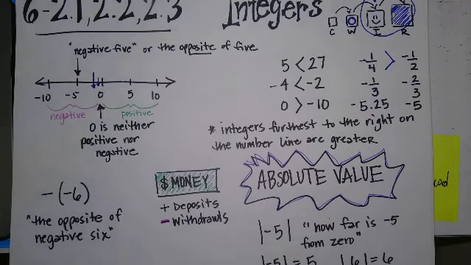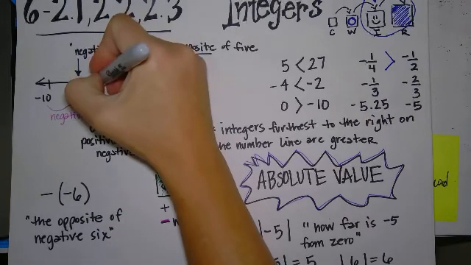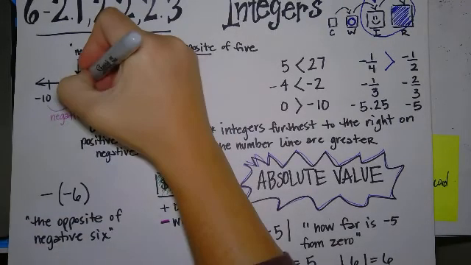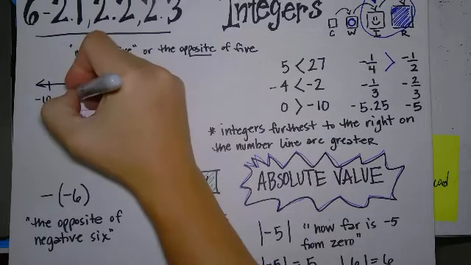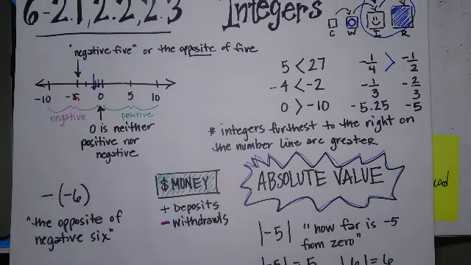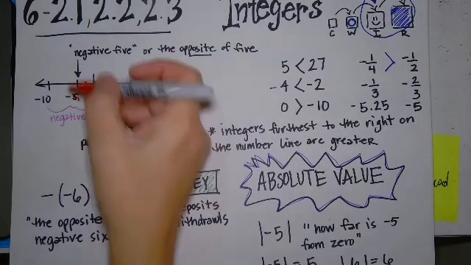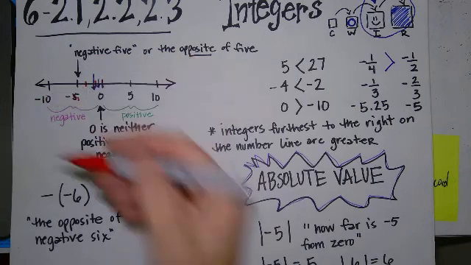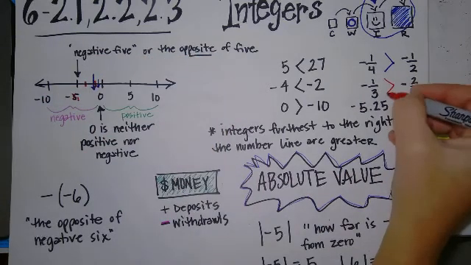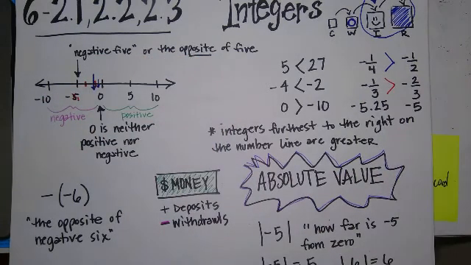-1/3. I should use a different color this time. -1/3 would be about right here. And -2/3 would be about right here if this was 1 now. And so you can see that -2/3 is further down the number line on the left. And so that would be less than -1/3.